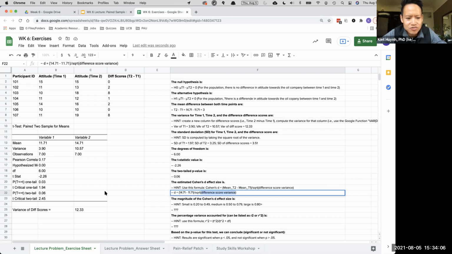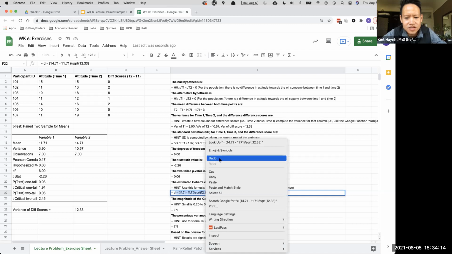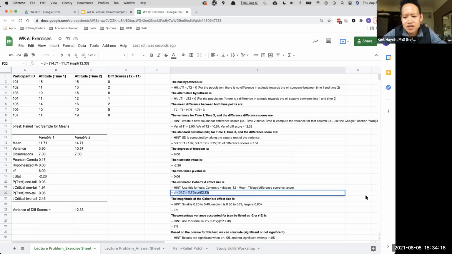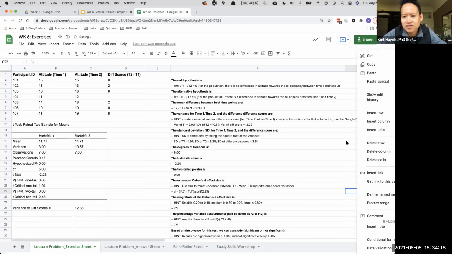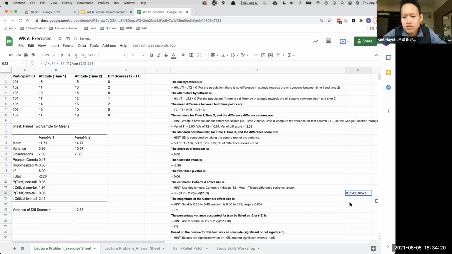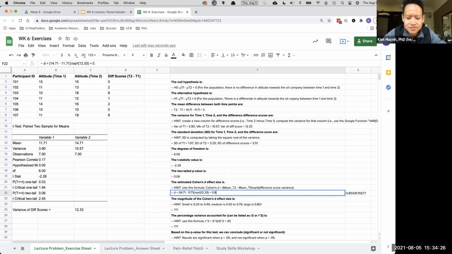The difference score variance is not listed on here. We calculated earlier the variance of difference scores, 12.33. And we want Google to compute this for us, so copy it with the equal sign in front and paste it in a fresh cell. We get the value 0.85 as the Cohen's d.